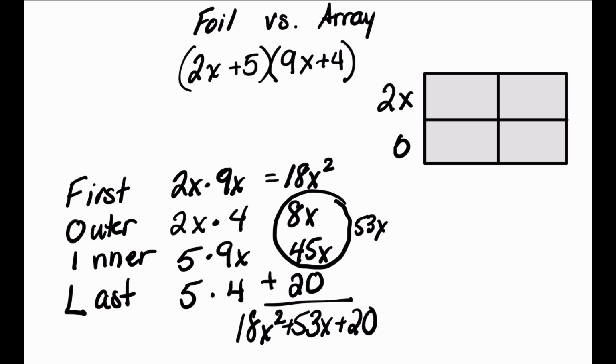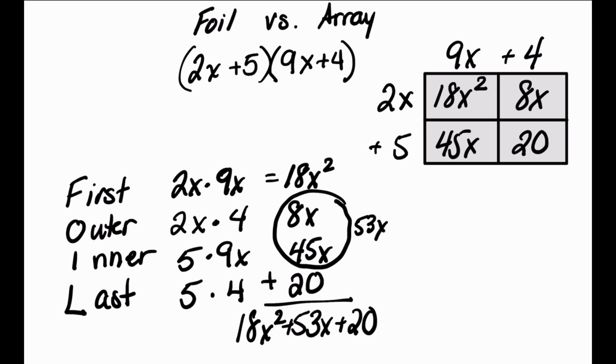So let's make that look like 5. 9x plus 4, and this is plus 5. And I'm just going to multiply the numbers inside the boxes. So I'm going to do the product of these two numbers in here, the products of these two numbers in here. So same thing, 2 times 9 is 18, and then x squared. In this box, 2x times 4 is 8x. Here is 45x, and here is 20.